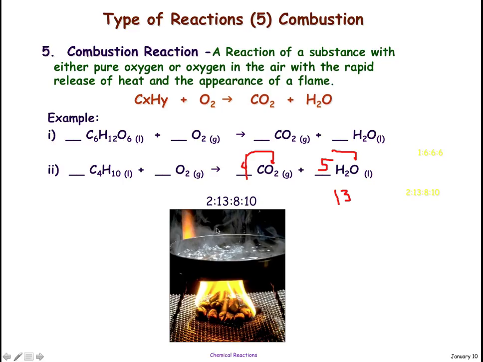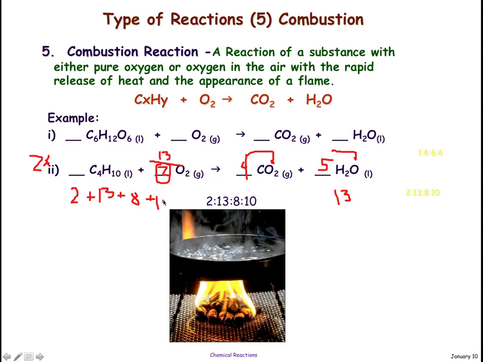So the question is, we've got 13 oxygens. How do I get 13 oxygens on this side? Fractions, 13 halves. Now we multiply the whole equation by 2. Why by 2? Because the denominator for that fraction is 2. So we want to multiply everything by 2. This now changes to 2. This now changes to 13. The next one changes to 8. And the last one changes to 10.